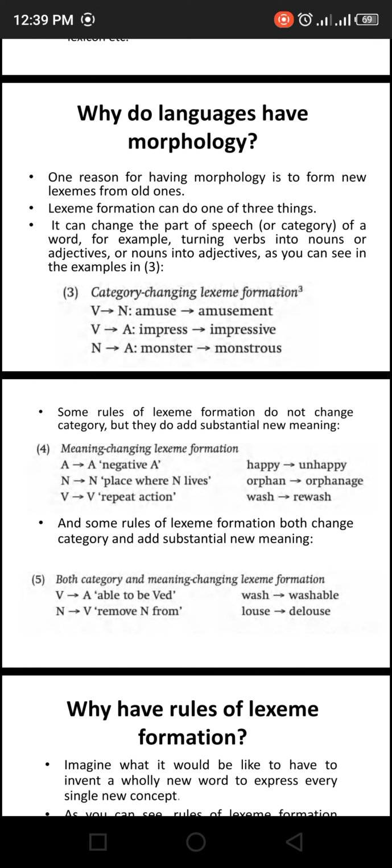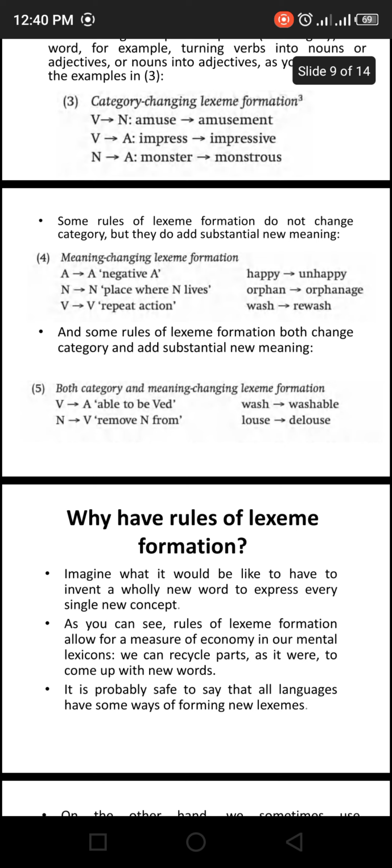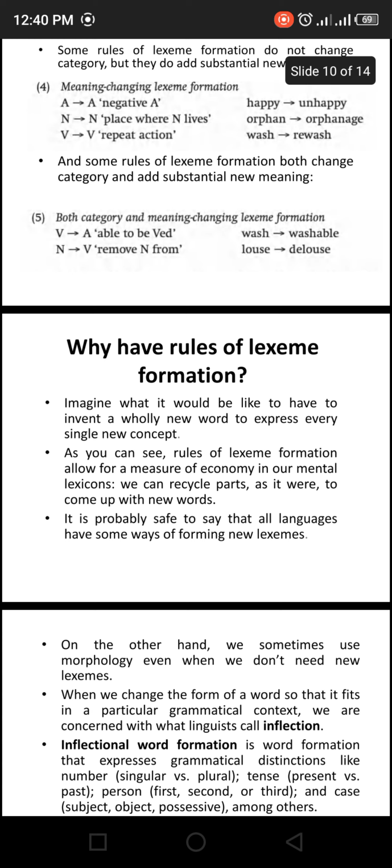It can change the category of a word, like verb into noun, like amuse and amusement, verb into adjective, impress and impressive, noun into adjective, monster and monstrous. Some rules of lexeme formation do not change category, but they can add meaning, like happy and unhappy, orphan and orphanage, wash and rewash. And some rules of lexeme formation both change category and add meaning, like wash and washable.